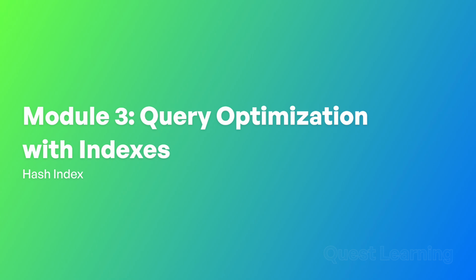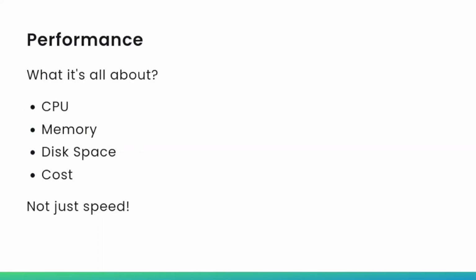So before we talk about hash indexes, let's talk about performance and what it's all about. When people say, I want this to be more performant, what exactly do they mean? I say that when they say something needs to be more performant, it basically means that they need to balance their resources in a better way, okay? So we have many different types of resources. We have CPU, we have memory, we have disk space, we have cost. And each type of resource is more significant at different times, depending on the system, right?